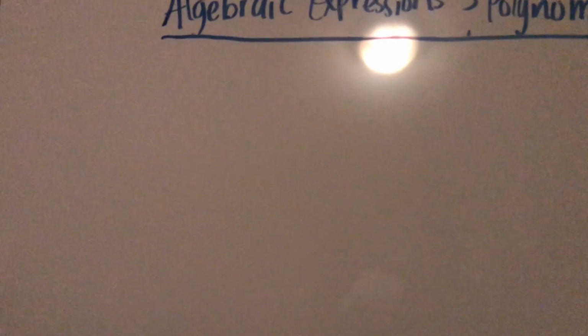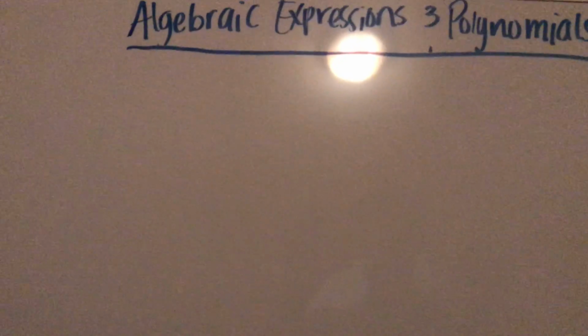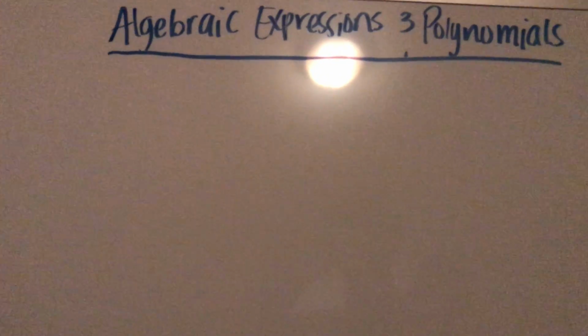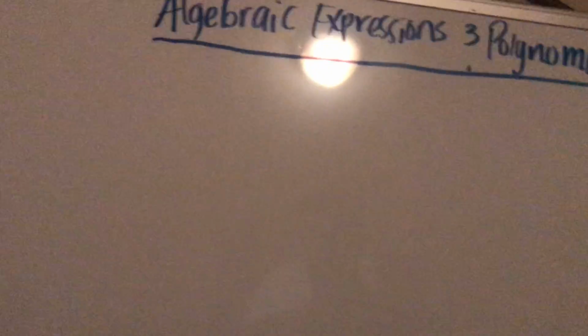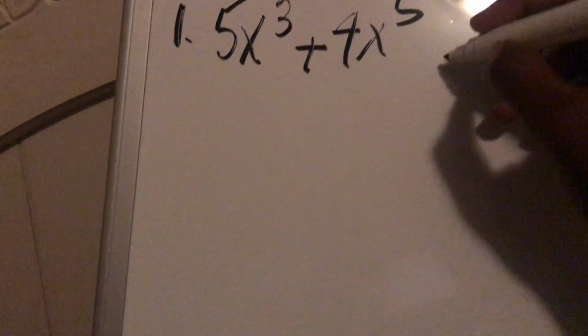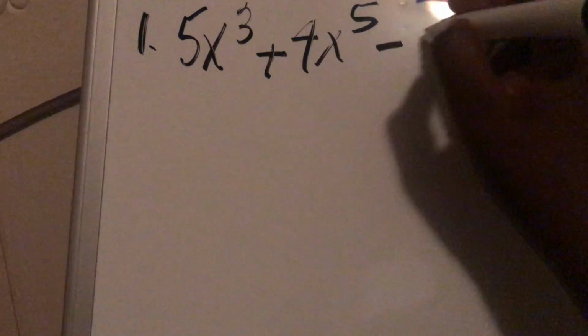The first question is basically asking, is this equation a polynomial? If so, how do you write it in standard form? So we have 5x cubed plus 4x to the 5th minus 8.